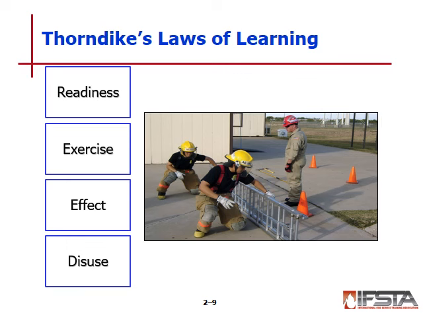Now we come to good old Thorndike. Thorndike's laws of learning. The laws of learning, as theorized by Edward L. Thorndike, suggest that there are certain laws or traits of adult learners that can be used to effectively instruct adult students. Instructors need to understand these laws to lead adult education. Here are the four laws: readiness, exercise, effect, and disuse.